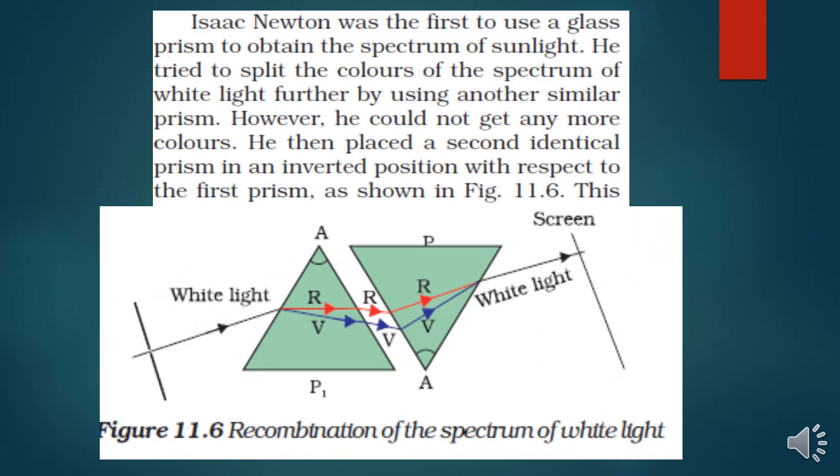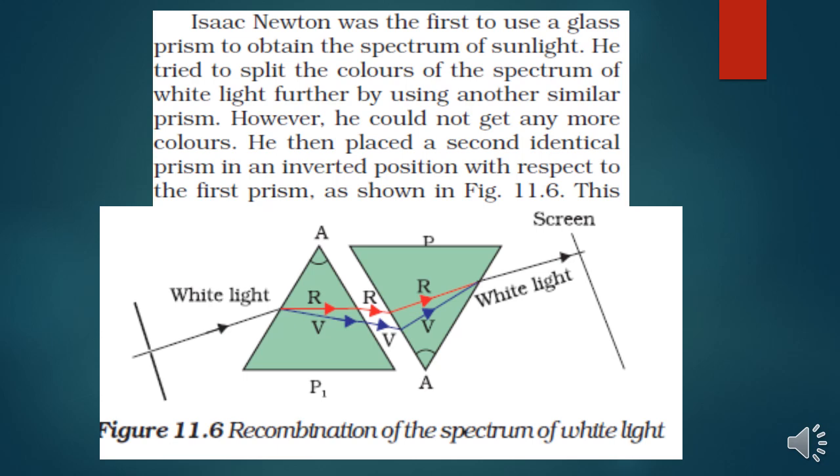Now, Newton was the first scientist who used the glass prism to obtain the spectrum of sunlight. Sunlight is also a form of white light. So Newton was the first scientist who used this prism and got the band of 7 colors and said that sunlight is made up of 7 different colors.